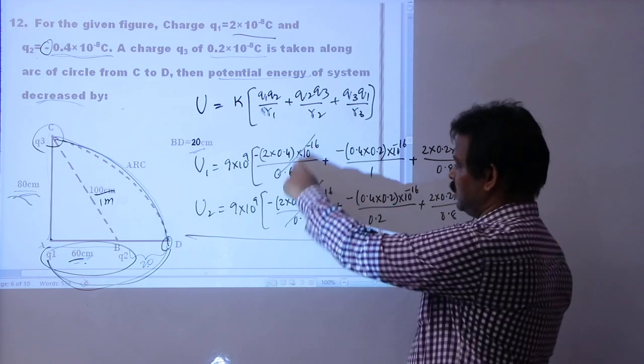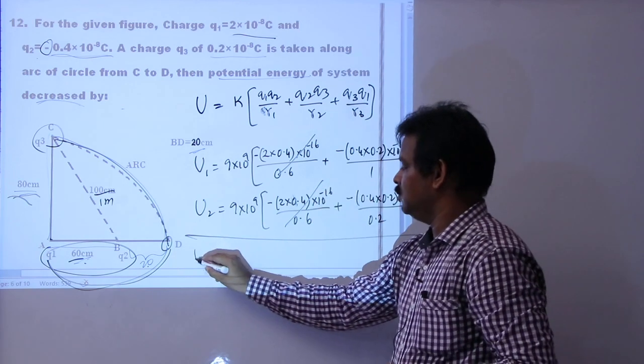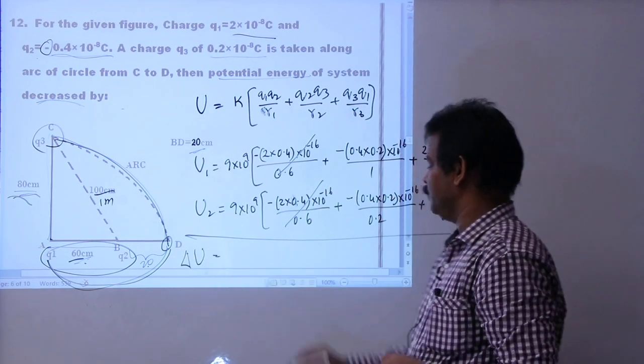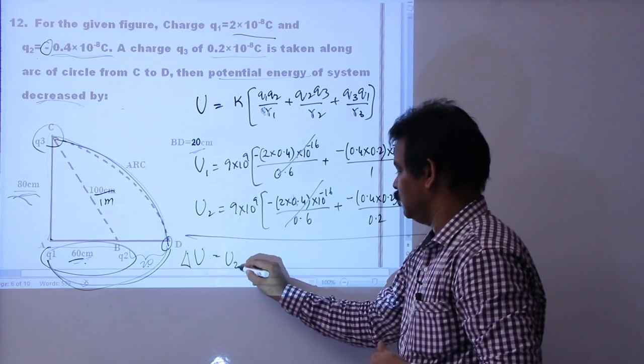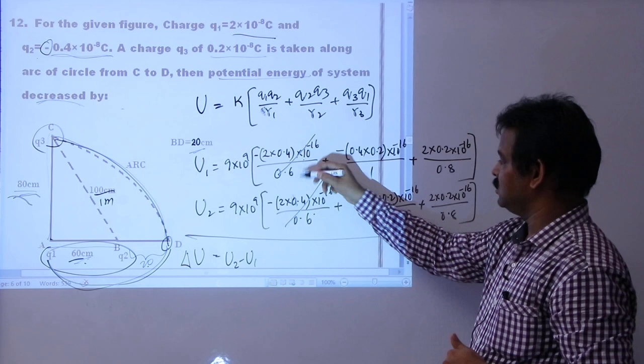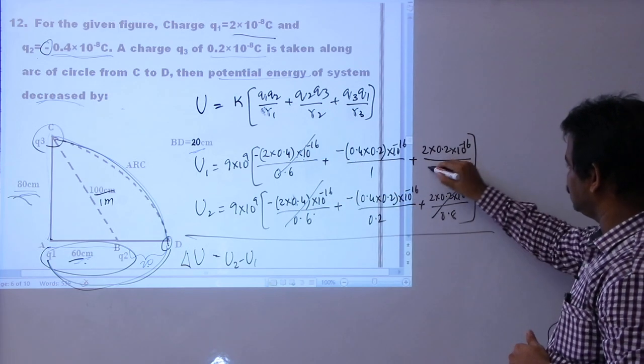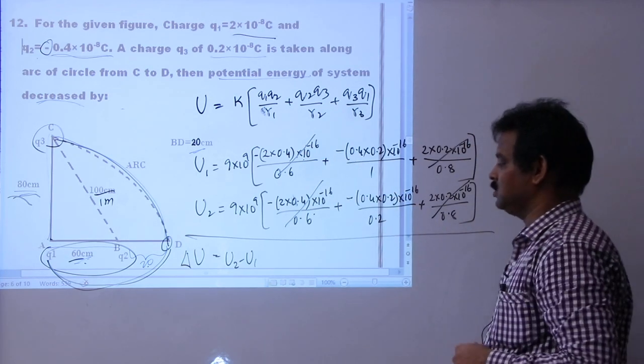Here I can say these two are similar quantities. These two get cancelled with each other because I am subtracting this one, U2 minus U1, or delta U. Now that is U2 minus U1. So this minus this cancels. Even this minus this cancels.